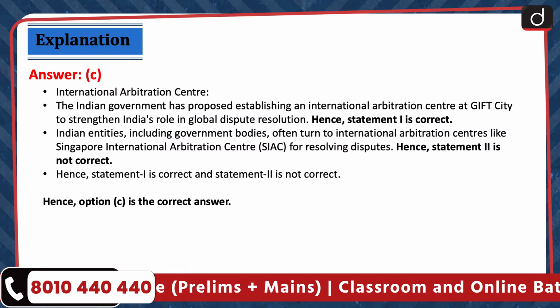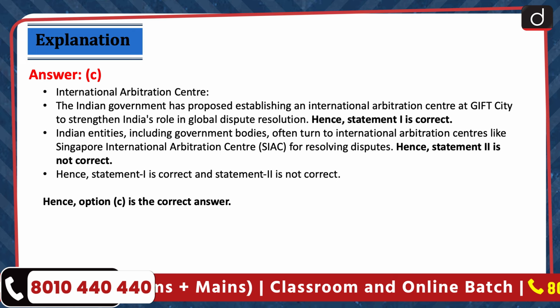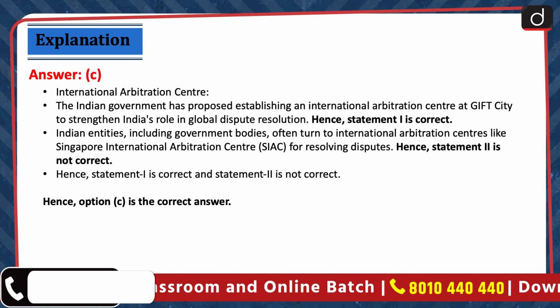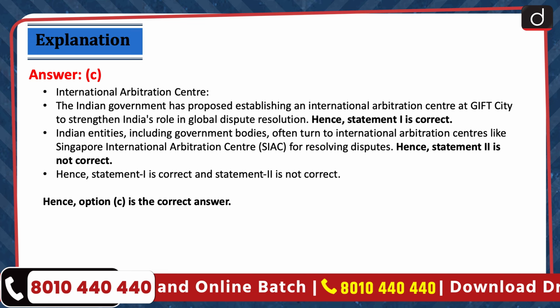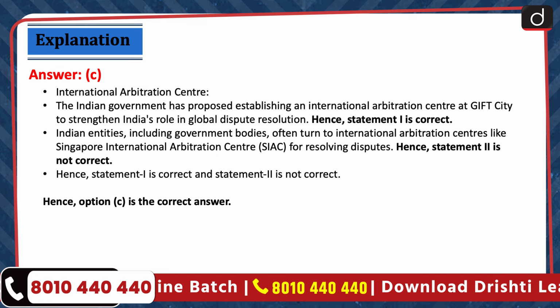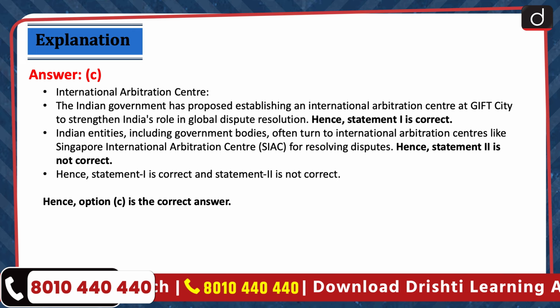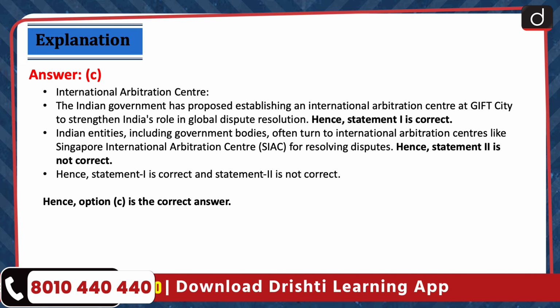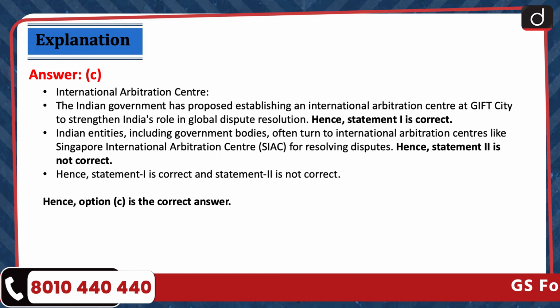International Arbitration Center. The Indian government has proposed establishing an international arbitration center at Gift City to strengthen India's role in global dispute resolution. Hence, statement 1 is correct. Indian entities including government bodies often turn to international arbitration centers like Singapore International Arbitration Center for resolving disputes. Hence, statement 2 is not correct. Hence, statement 1 is correct and statement 2 is not correct. Hence, option C is the correct answer.